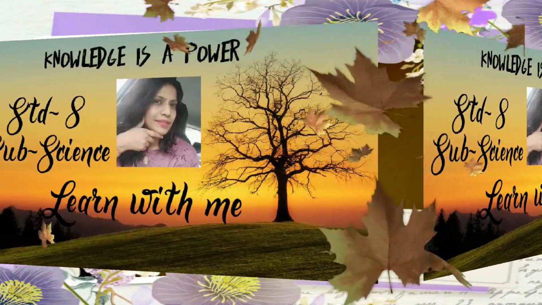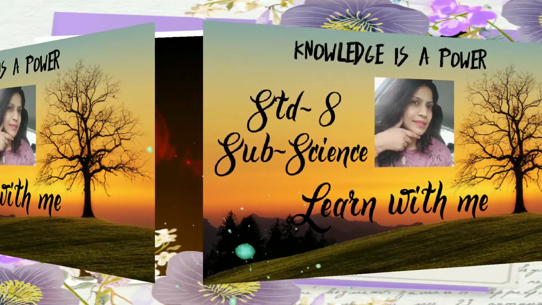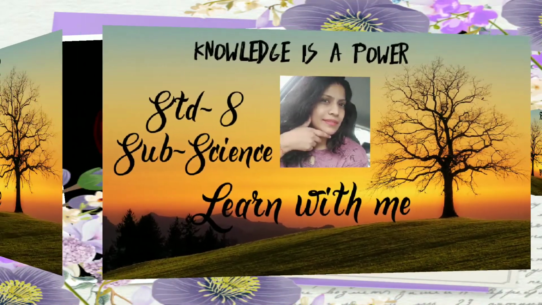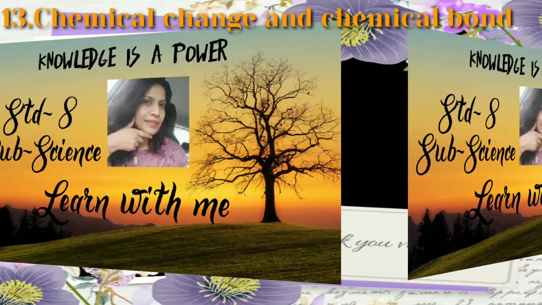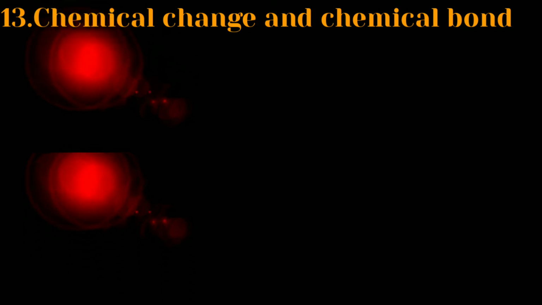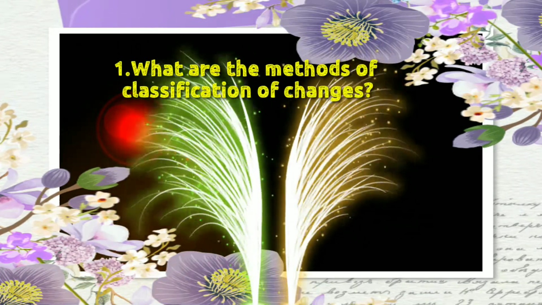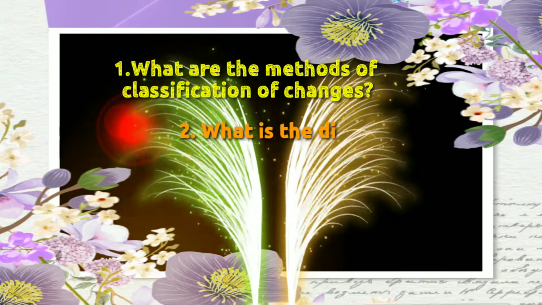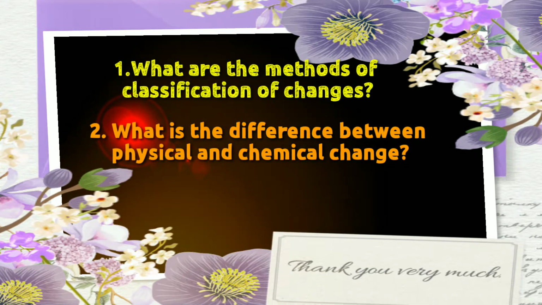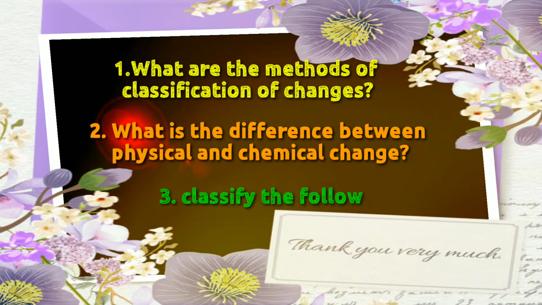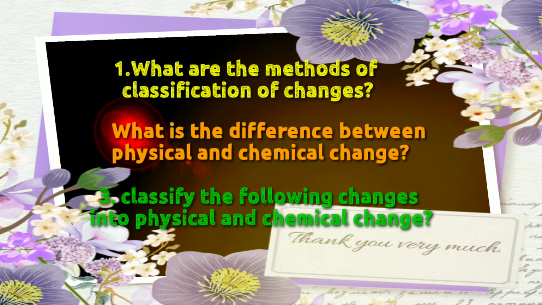Students, in the previous chapter we have seen Introduction to Acid and Base, and in this lesson we are going to see chemical change and chemical bond. Can you recall, students? What are the methods of classification of changes? Second, what is the difference between physical and chemical change? Last is classify the following changes into physical and chemical change.